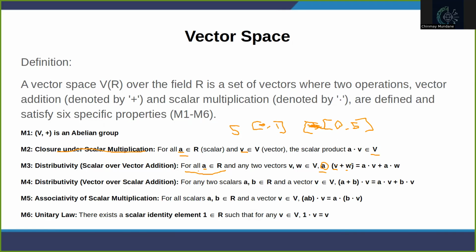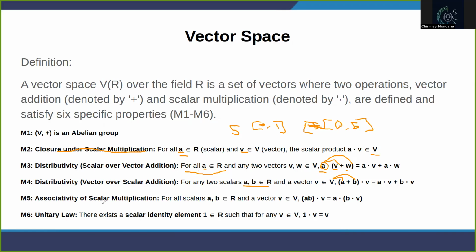If you add v plus w and then scale it with a separately, the result should also lie in the same vector space. Then there is distributivity of vectors over scalar addition. So this was vector addition, this is scalar addition. In this, we multiply by the scalar quantity. Here we add the scalar quantity. So a and b are some real numbers, 5 plus 10 or something, and v is the vector. So (a plus b) times v equals a times v plus b times v. You can distribute here also and here also. This is what these two properties are telling you.